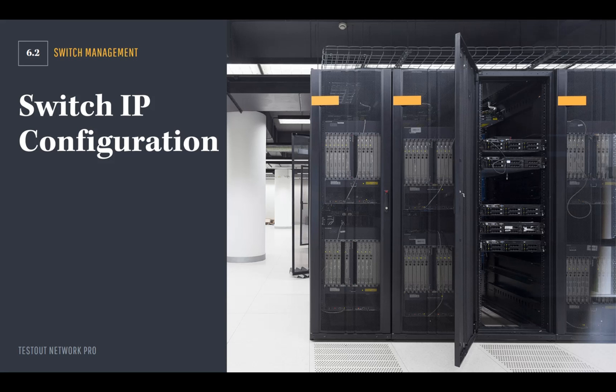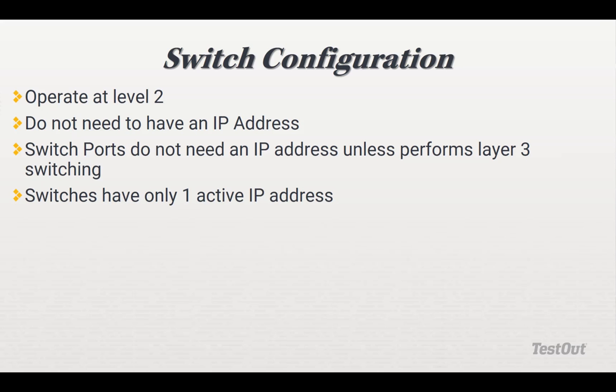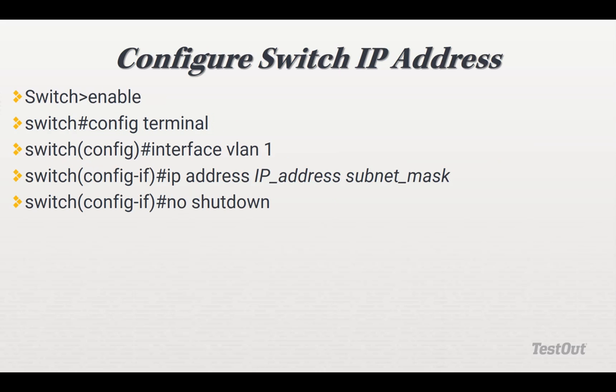So, switch configuration. Remember, switches operate at layer 2. So here are some facts that I put in here. They do not need to have an IP address, but it's a good idea to put one in there. Switch ports themselves don't need to have an IP address unless they're at layer 3. However, most switches are just layer 2. The ones that are layer 3 are also going to do routing. So switches have only one active IP address, which is important.